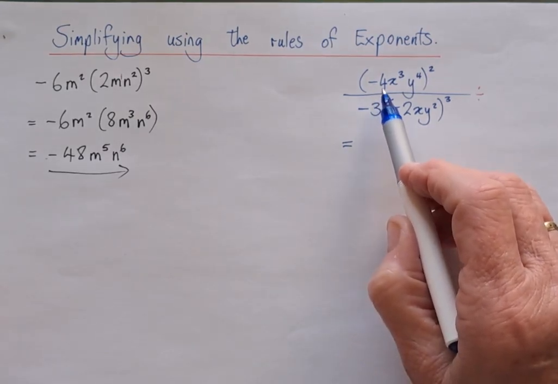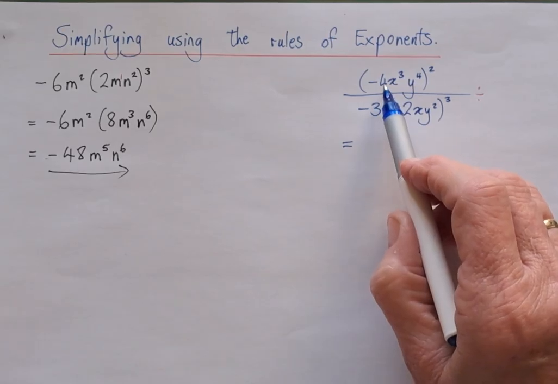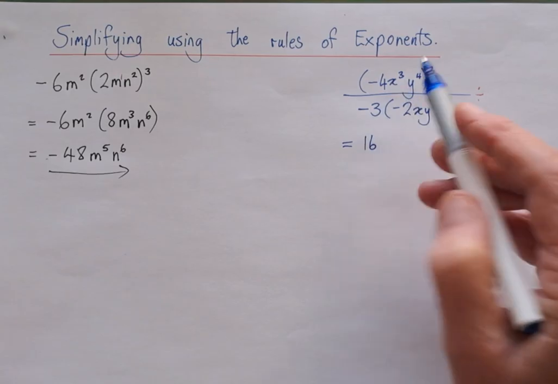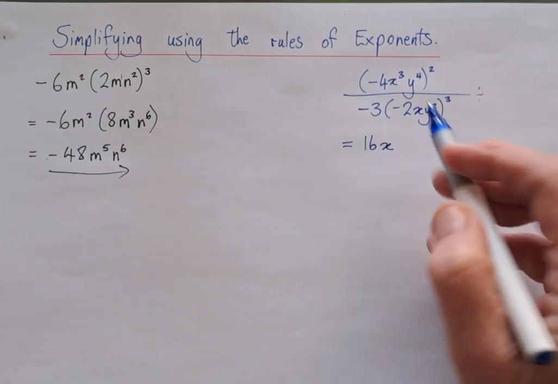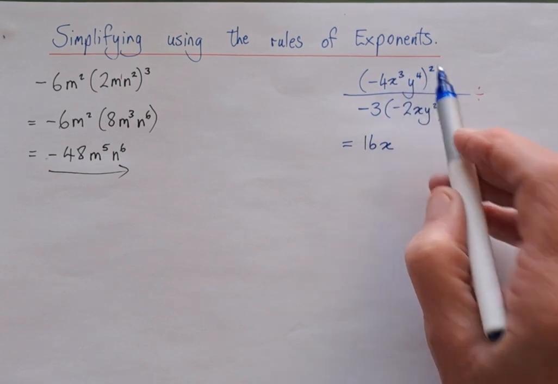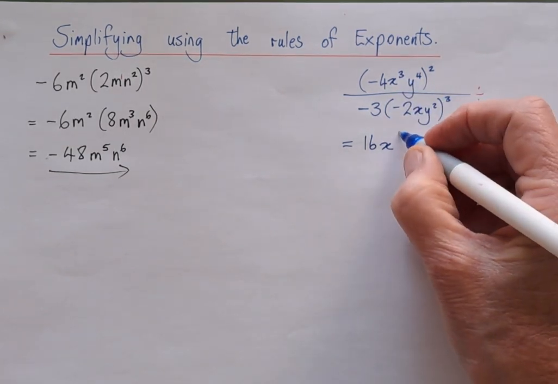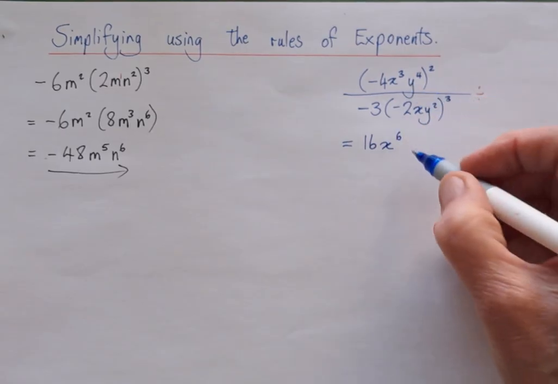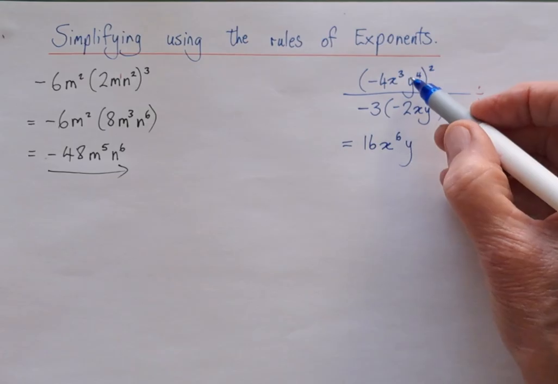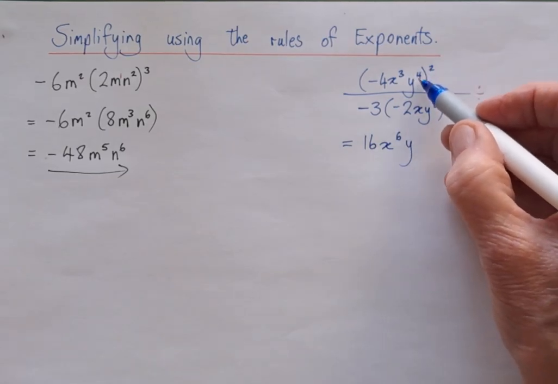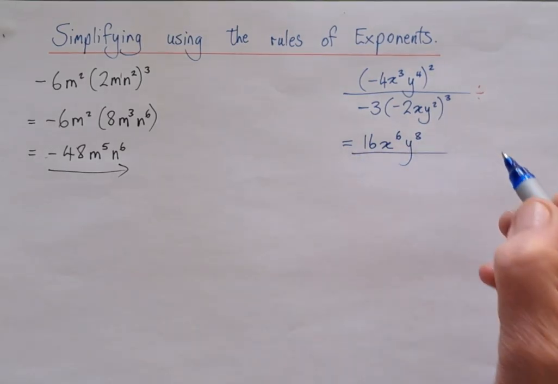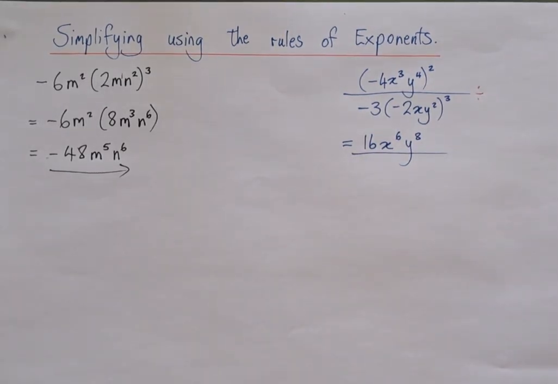My coefficient is just a straightforward number, so I'm going to say 4 times 4 is 16. And then remembering that with a base of x, I have to multiply its exponent by 2 because it's a power raised to another power. So 3 times 2 is 6. And then the same thing here, I have another base of y. It already has an exponent of 4 and it's being squared again. So 4 times 2 is 8. So that wasn't too tricky for the numerator. Let's have a look at what's happening in the denominator.